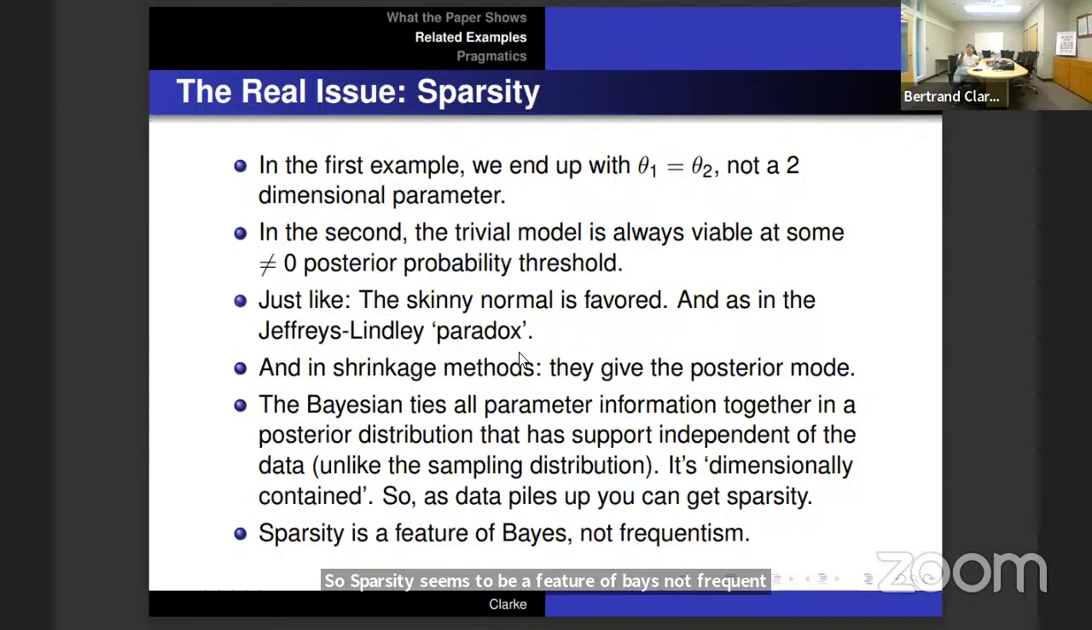So the question from an applied standpoint is, do you want sparsity? If you want sparsity, you're led to Bayes. Maybe there are settings where you don't want sparsity, and I can think of some. Maybe you're led to frequentism.